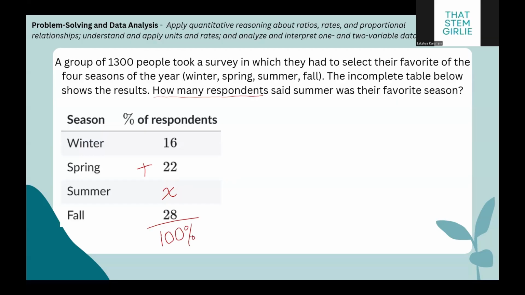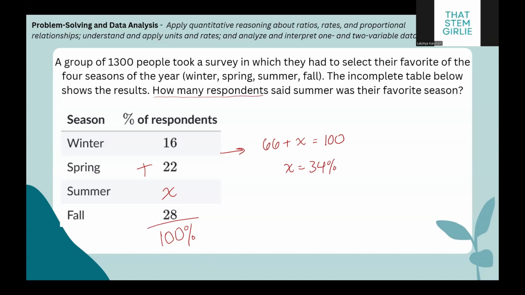So what are we going to do? This is a simple algebra problem, right? We have 3 constants here that you can combine like terms. When we add together 16 plus 22 plus 28, I will get a total of 66 plus x is equal to 100%, right? Solving for x, subtract both sides by 66, I will get 34. So this is telling you that 34% of respondents said that summer was their favorite.